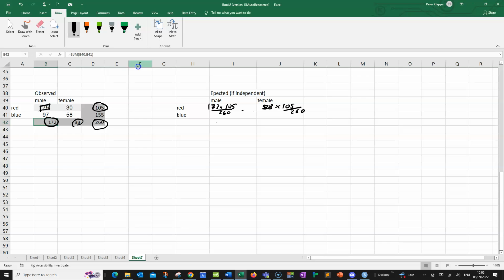For the blue data, we would use 172 times 155. So for this cell here, we use 172 and this row total, 155, divided by 260. And the last one, the female blues, that would be 88 times 155 divided by 260. And these numbers would give us the expected values.